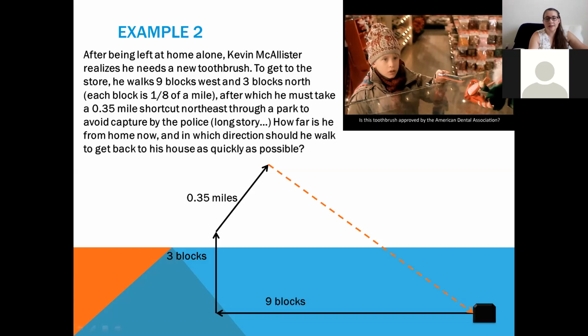Also, we know that he's going northeast. So we're going to assume that he's going directly northeast, which means that that angle right there is a 45-degree angle, because 45 is half of 90. So directly northeast would be a 45-degree angle.